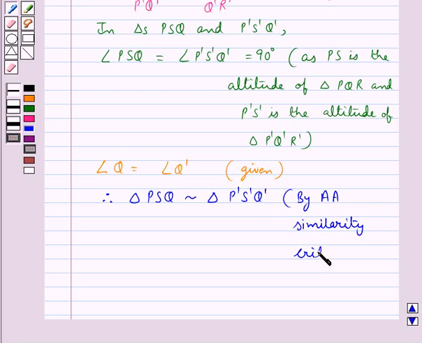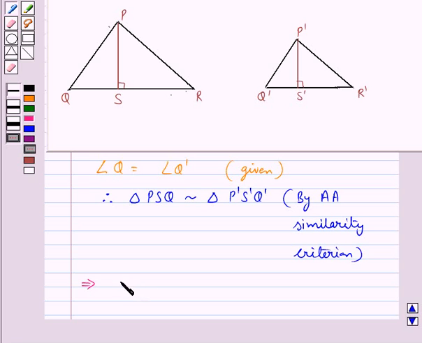Similarity criterion. According to this AA, that is angle-angle similarity criterion, we have that if in two triangles, two angles of one triangle are respectively equal to the two angles of the other triangle, then the two triangles are similar. And so this implies that PS upon P dash S dash is equal to PQ upon P dash Q dash. Let this be equation 2.